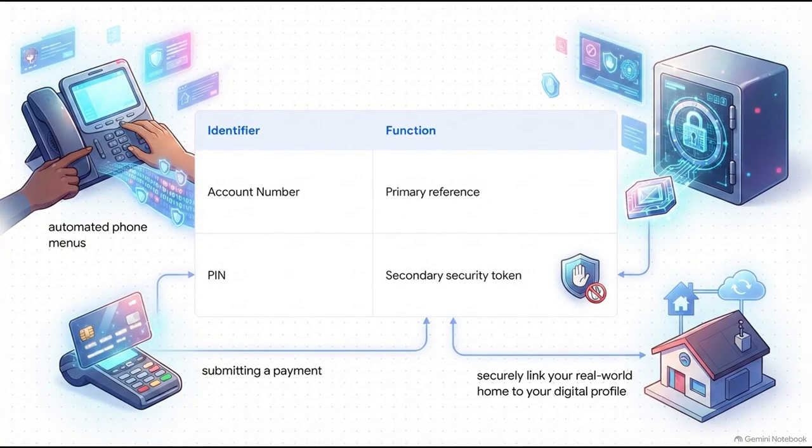Let's break down exactly why the Orlando Utilities Commission demands not one but two different 10-digit numbers to verify who you are. Think of your 10-digit account number as your public reference ID. It's what you use for automated phone menus or submitting a payment. Your 10-digit PIN, on the other hand, is basically a secondary security token. It's a secret handshake. OUC uses this exact combination to validate your identity and securely link your real-world home to your digital profile, keeping the bad guys out.